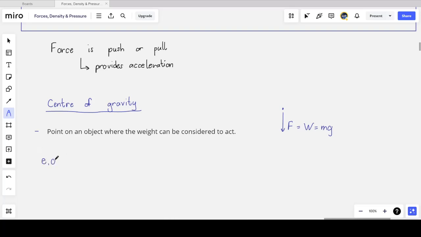So the center of gravity is taking a massive object and reducing it to a point and assuming that the weight acts only at that point. That makes our mathematics a lot easier. So let's take a uniform rod.